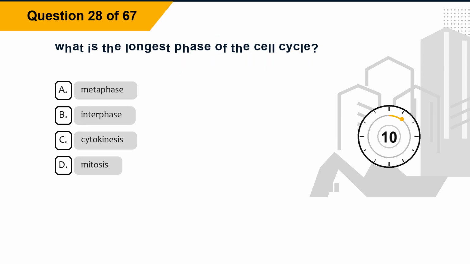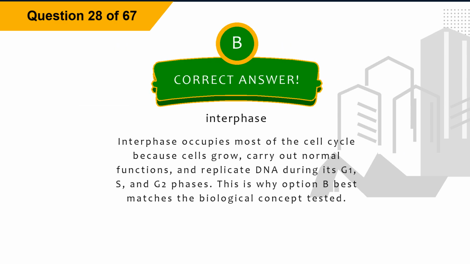Question 28. What is the longest phase of the cell cycle? Option A, metaphase. Option B, interphase. Option C, cytokinesis. Option D, mitosis. The correct answer is option B, interphase.